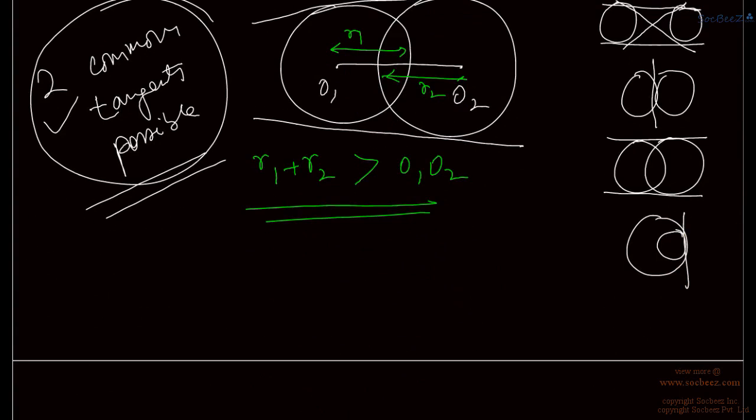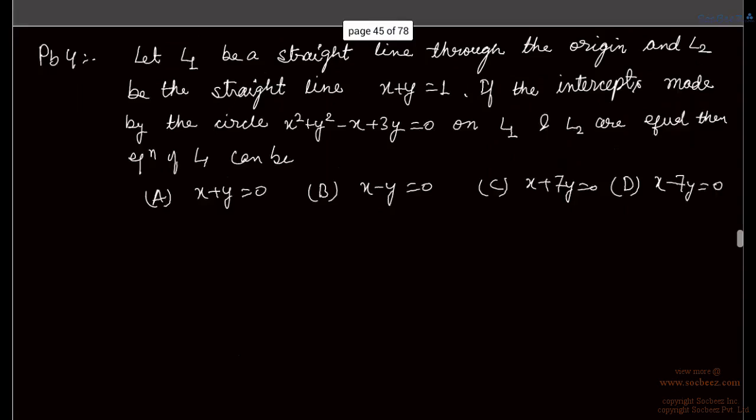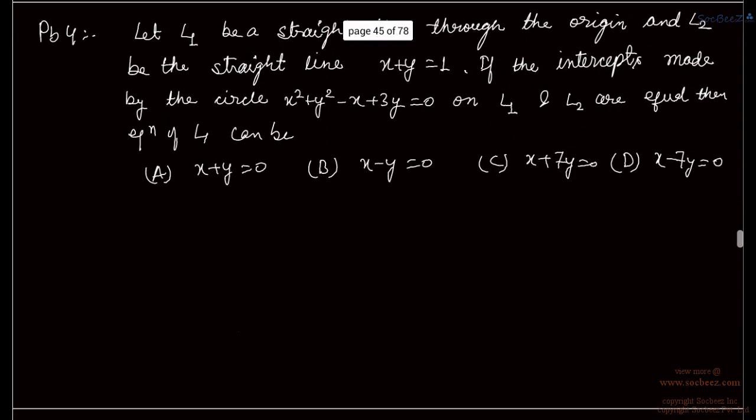Okay, now let's move to another question. Problem 4. Let L1 be a straight line through the origin and L2 be the straight line x plus y is equal to 1. Okay. If the intercepts made by the circle on L1 and L2 are equal, then the equation of L1 can be.